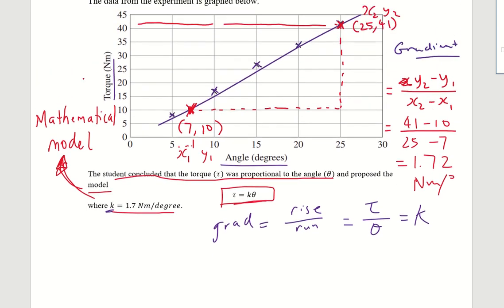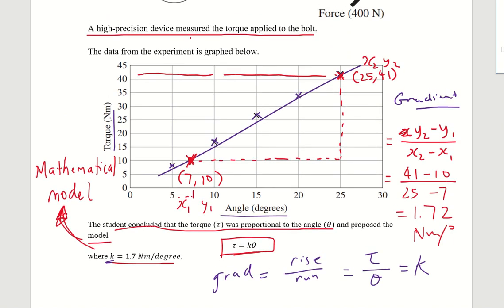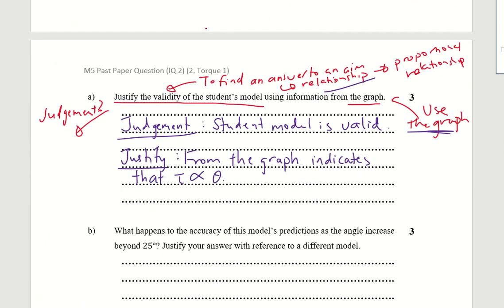What you are allowed to do is do scribbles on the actual stimulus. They do mark any diagrams or pictorials that you put on the graph, so please show your working out. The gradient value was approximately 1.7, which aligns with the student's prediction of their model.